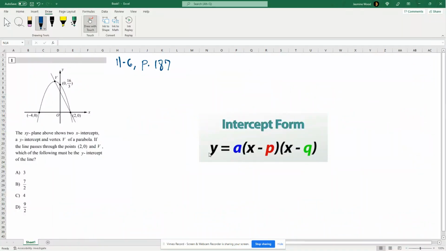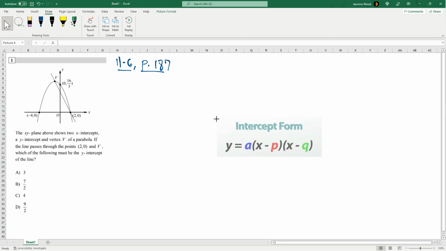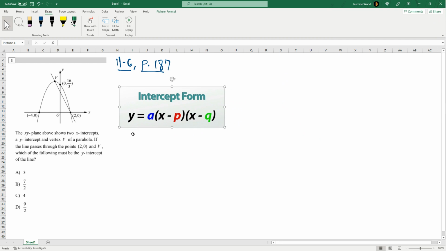Okay, so this is a follow-up to problem 1, which is from section 11.6, page 187 of the SAT review book from Whitehall Publishing. So basically, the way you do this, like I said, you need to find what this vertex value is in x and y coordinates.